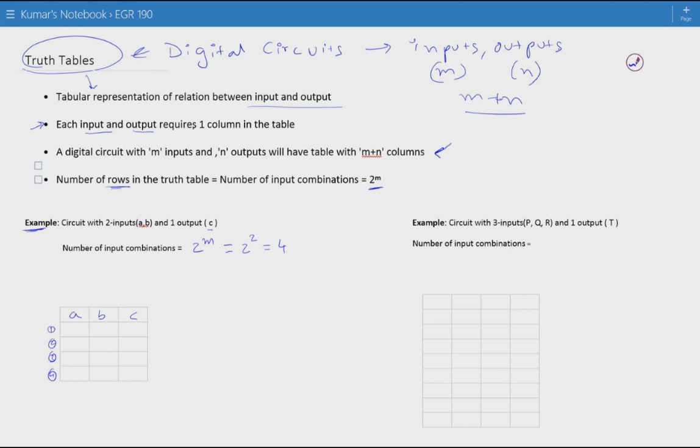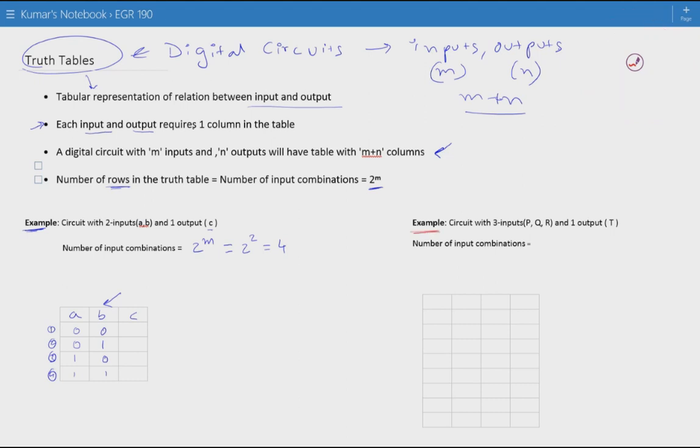Now, how do we fill this truth table? The best way to start is to go with the rightmost input. If you have one bit, what are the different combinations? 0 and 1, right? Let's do the same thing: 0, 1, 0, 1, keep on writing that. For inputs A and B, we can have 4 different combinations. Here B is 0, so A could be 0 or 1, right? So for the first two we fill 0, 0, and for the next two we fill 1, 1. That's it.